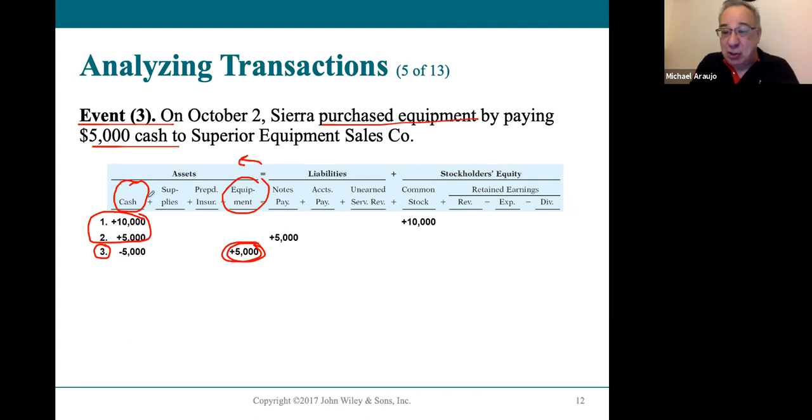Cash, we have less cash. That's why it's a credit to cash for 5,000, because the credit side of the cash account shrinks it, decreases it. All right, we're going to keep going.